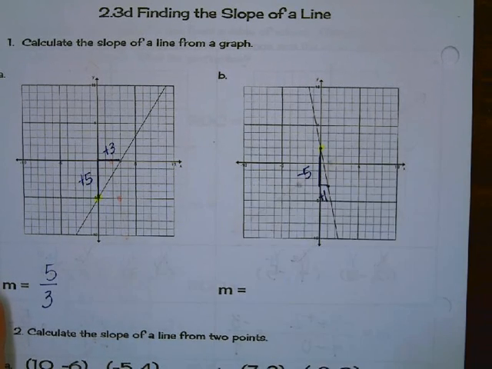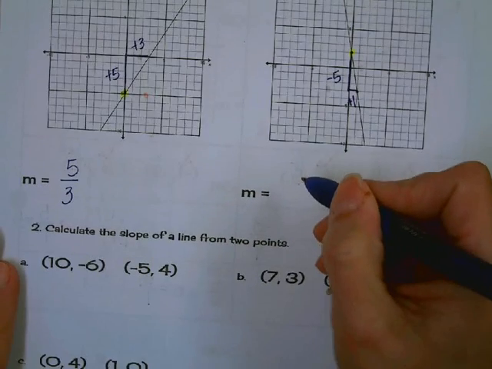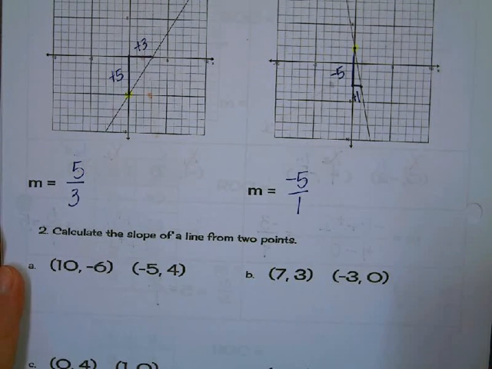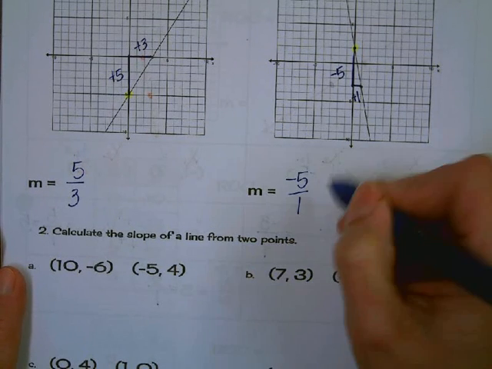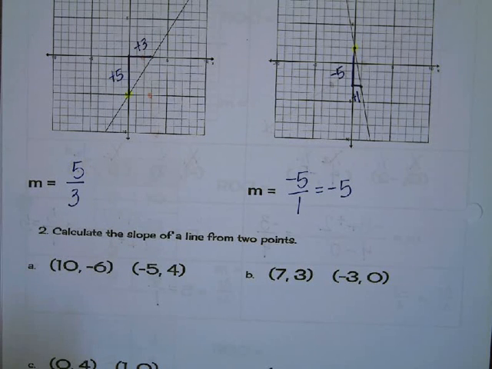So when I go to set up my slope, it is my rise over my run. So my -5 over my 1, which I can leave like that because I cannot simplify it any further, or I can write it as -5. Both of those are acceptable answers for slope.